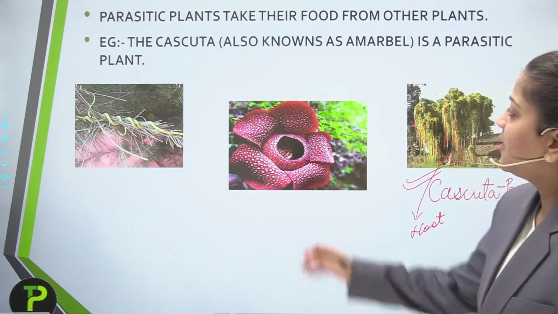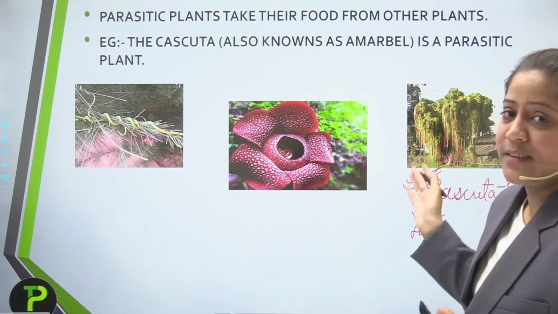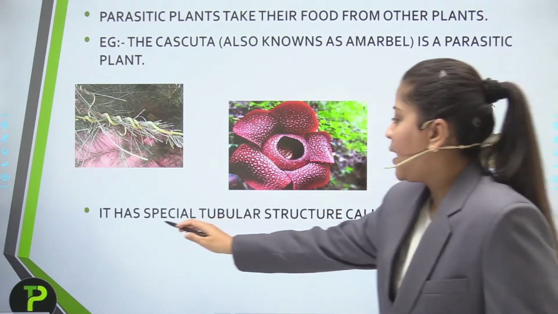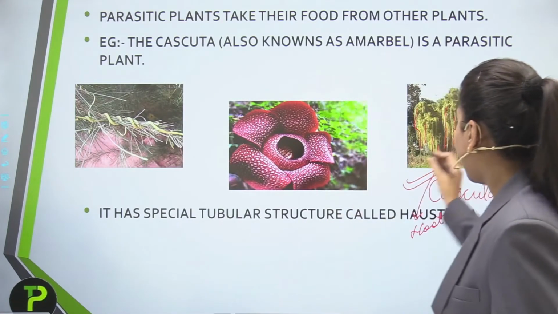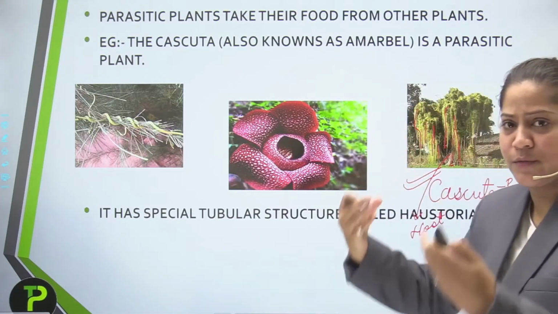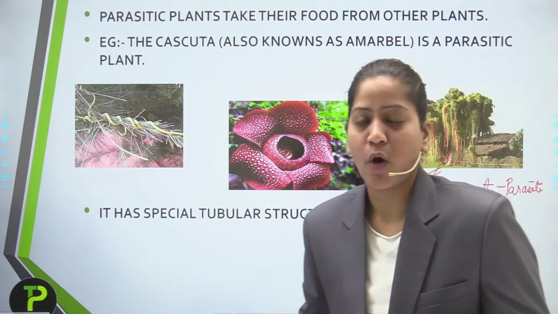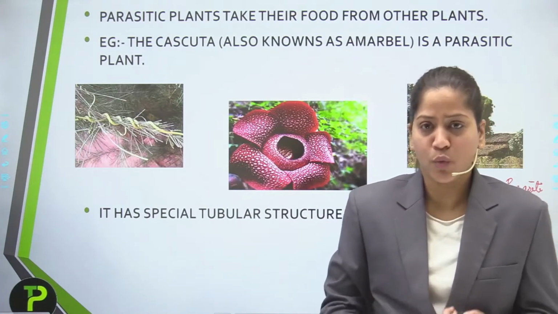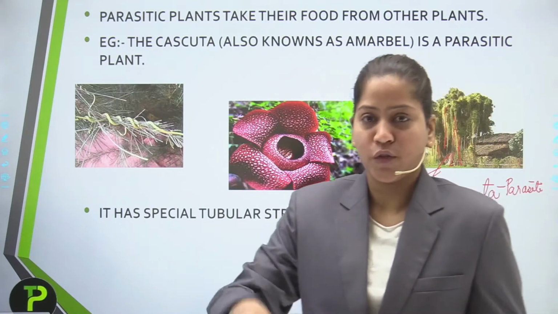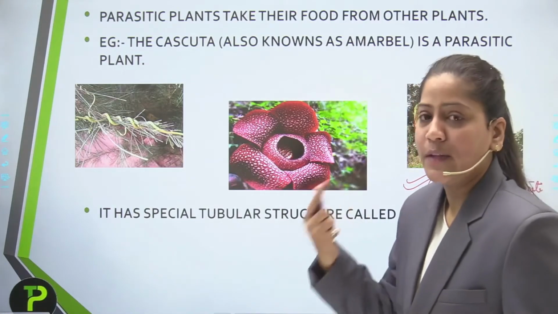Now next is an example. Cuscuta, I've already told you, is a parasitic plant. Now it has a special tubular structure. As you can see, there are green tube-like structures which are falling to the ground. They have specialized roots which are known as haustoria. By that structure, haustoria, they get nutrients, or they suck food from other plants.